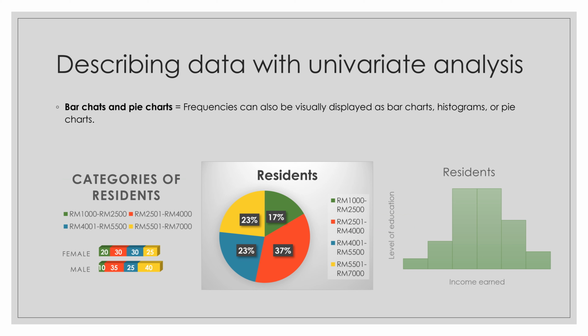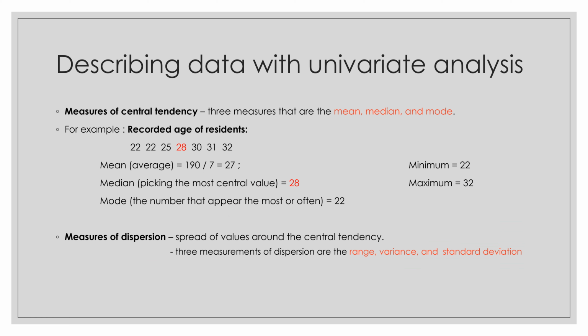Frequency distribution can also be visually displayed as bar charts, histograms, or pie charts as shown in the graph below. This is the bar chart, this is the pie chart, and also the histogram. Measures of central tendency focus on the central value for a probability distribution. This is also another way to conduct univariate analysis. The three measures are the mean, median, and the mode.